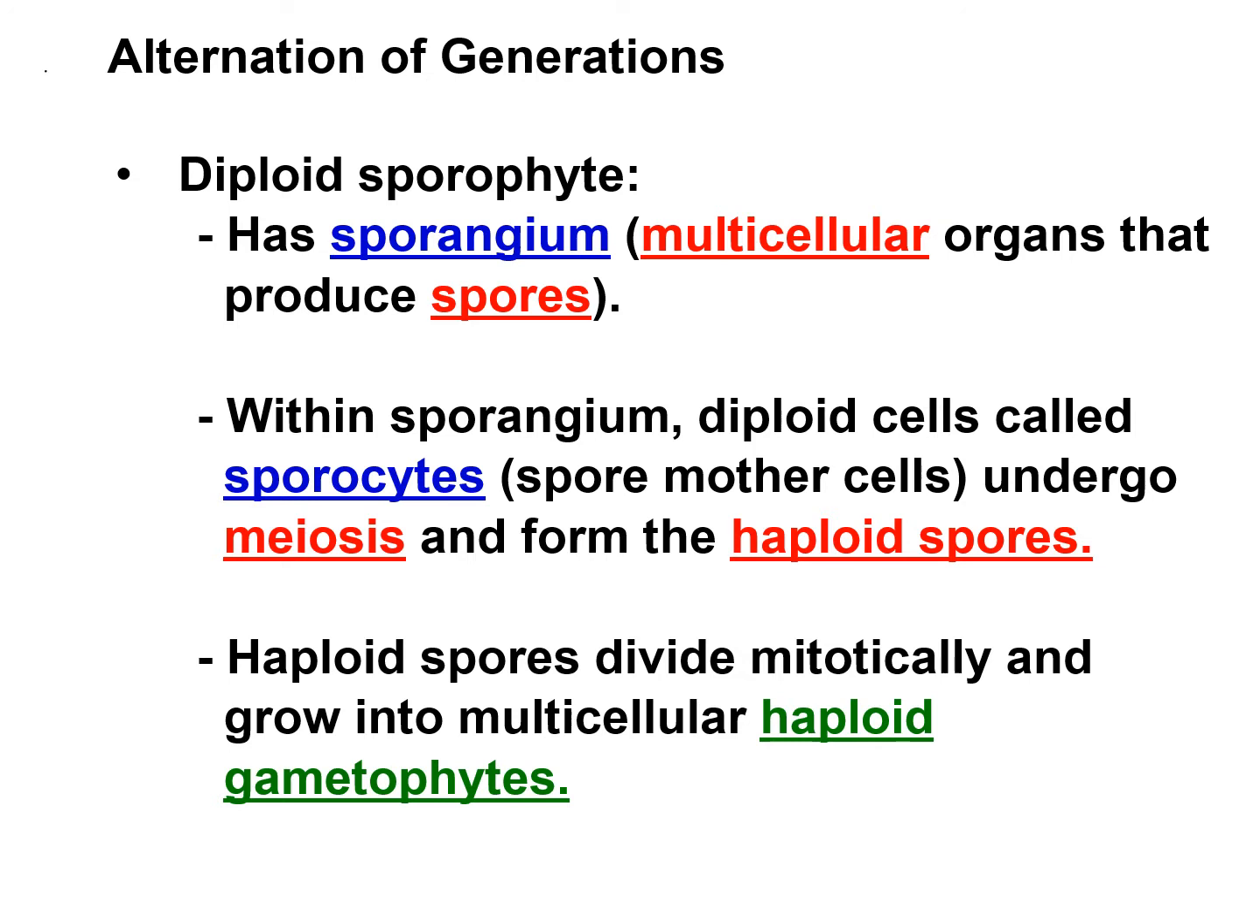Then the haploid spores will divide mitotically and grow into a multicellular haploid gametophyte. So the haploid spores will not, after they are produced, directly fertilize and form diploid. No, they will grow into a haploid gametophyte first before they can produce gametes.